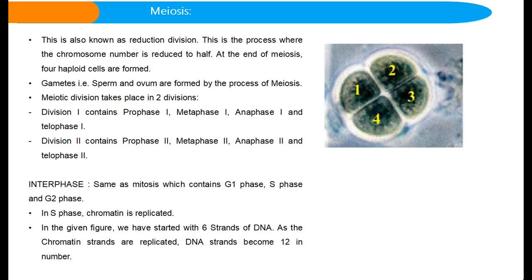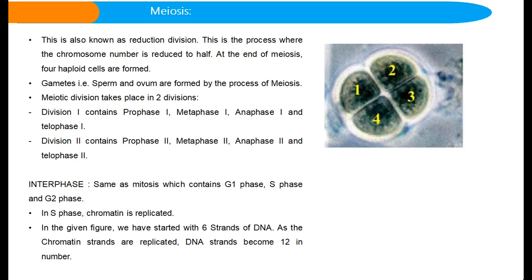And meiotic division takes place in 2 divisions, that is division 1, which contains prophase 1, metaphase 1, anaphase 1 and telophase 1, and meiotic division 2 contains prophase 2, metaphase 2, anaphase 2 and telophase 2. And coming to interphase, it is same as mitosis, which contained G1 phase, S phase and G2 phase. In G1 phase, the cell size increases and beginning of DNA replication takes place, whereas in synthetic phase, DNA duplication takes place, and in G2 phase, the cell organelles divide and prepare the chromosomes for meiosis 1.